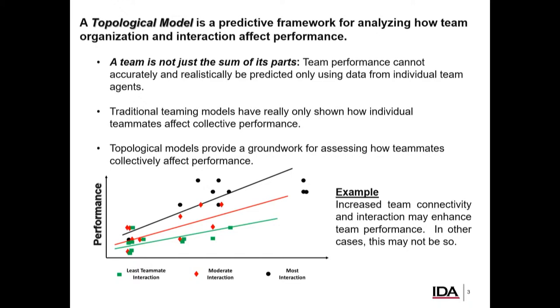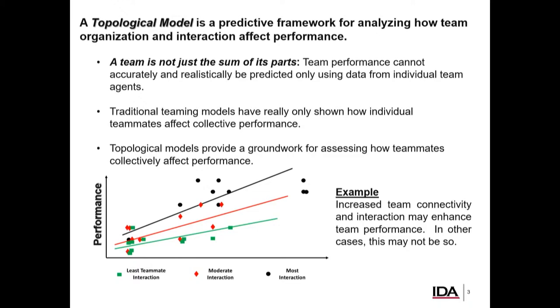And so a topological model is just a set of information, equations, parameters, variables, all the other things that go into that, all those factors that can affect team performance. And so we're ultimately trying to measure team performance.